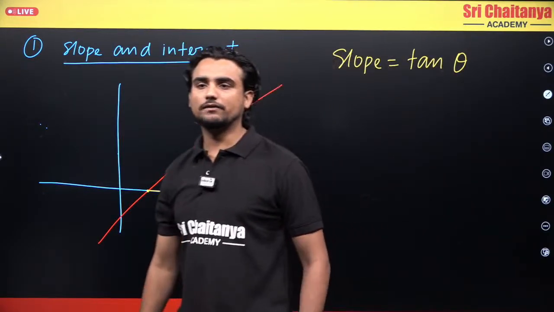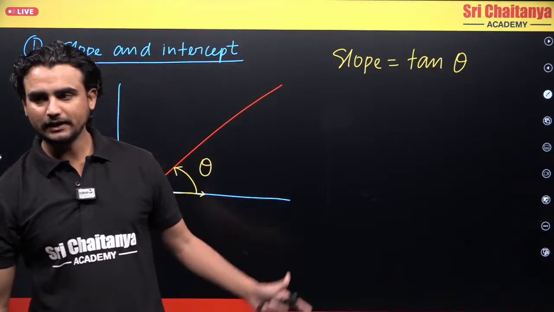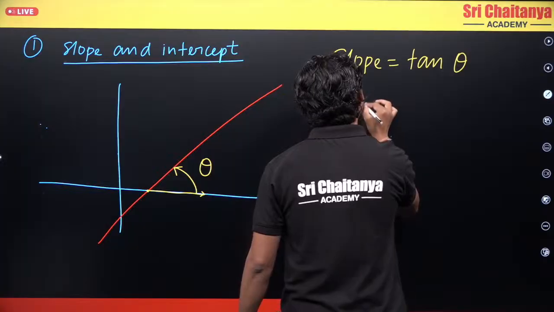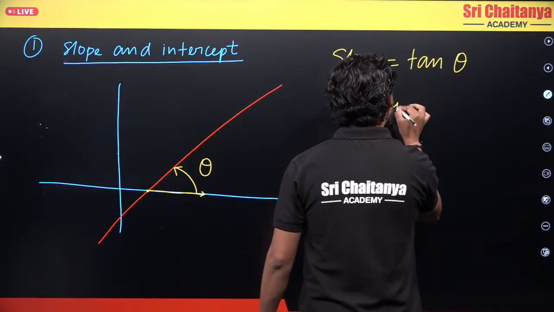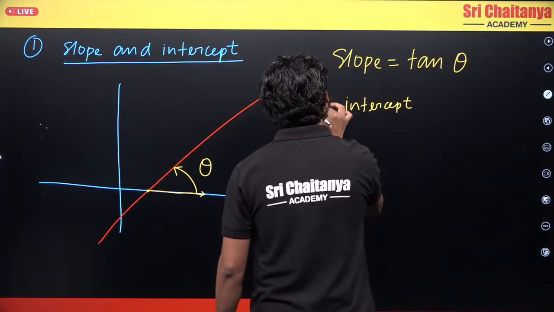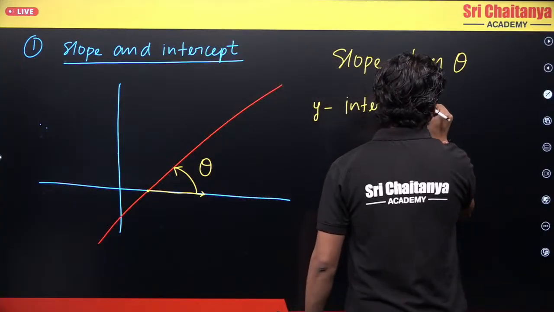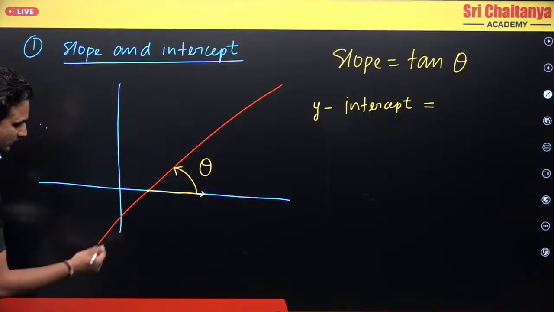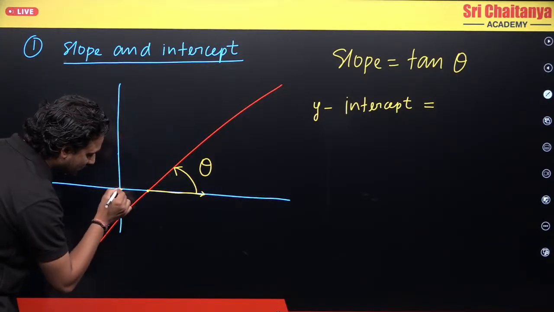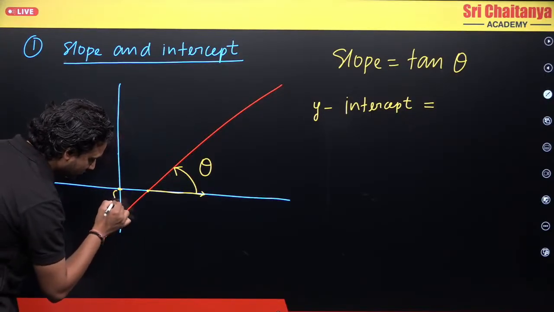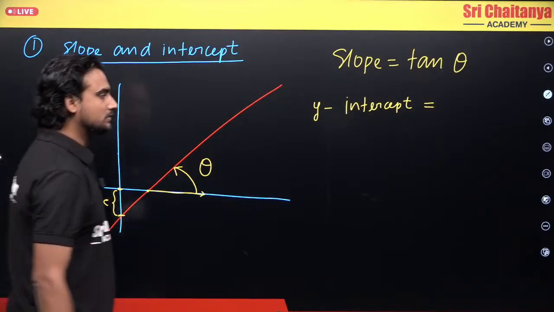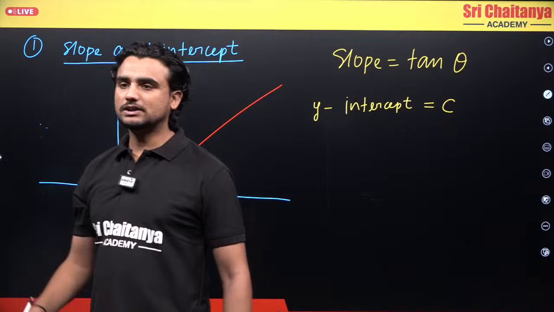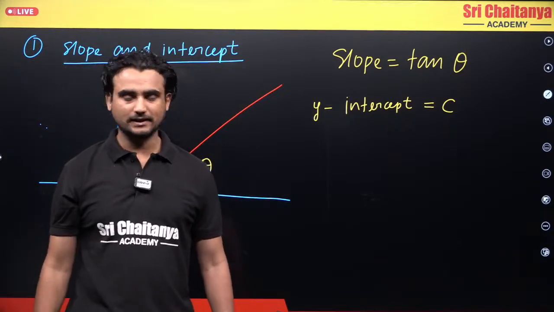So this is what we have done in the last class regarding the slope. And then what about the intercept? The intercept which we are talking about is the y-intercept. The value of the y-intercept is the distance between the origin and the place where it cuts the y-axis. This was my y-intercept, and that was equal to c. So these are the two main things that we did yesterday.